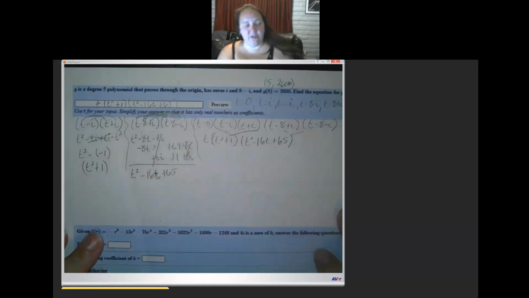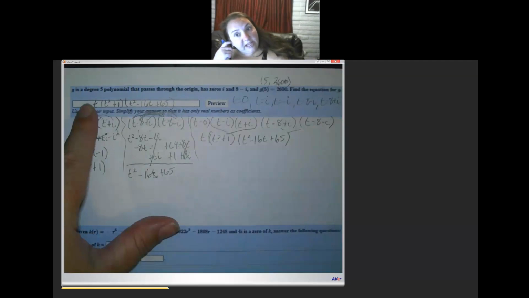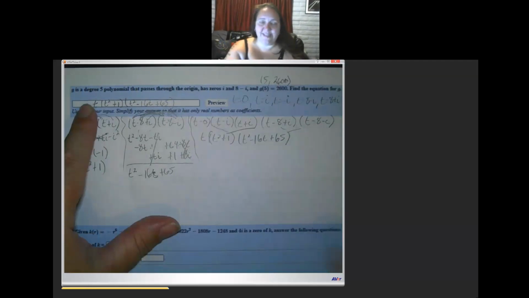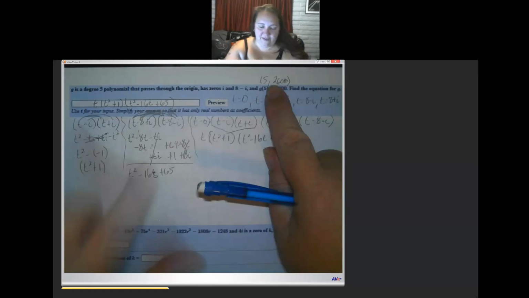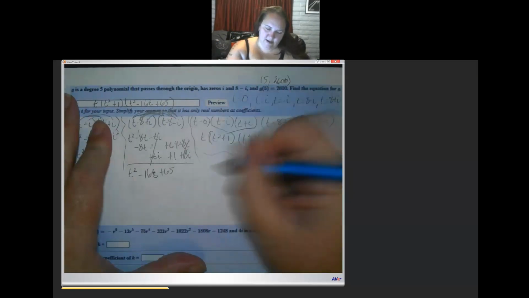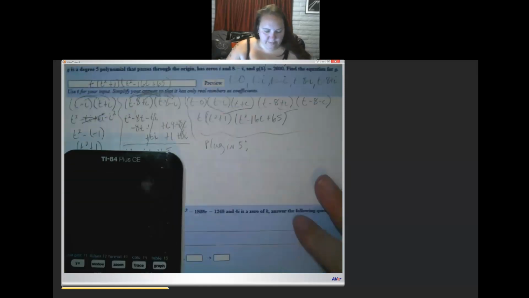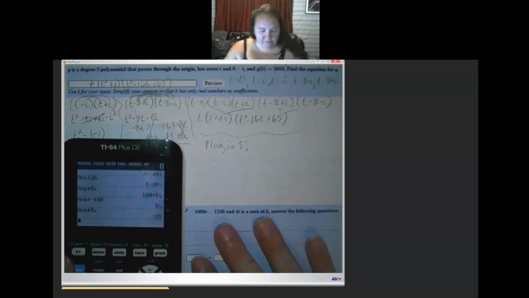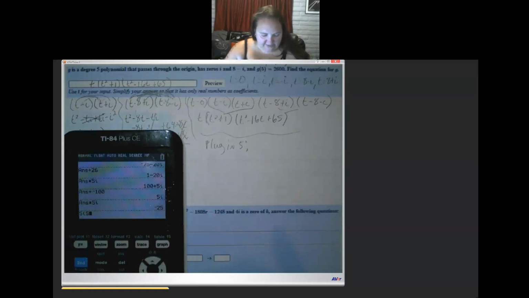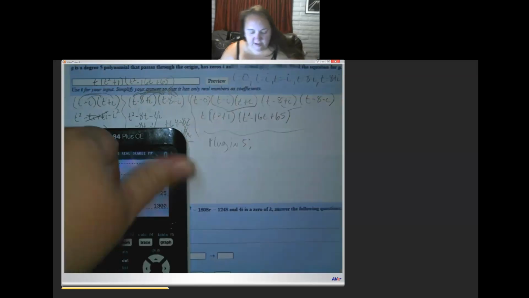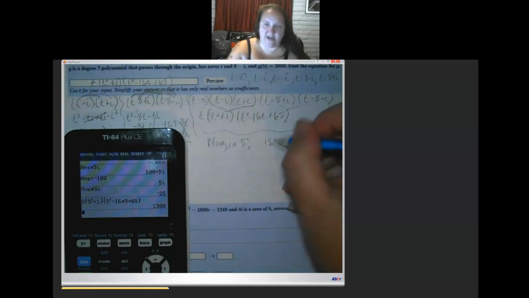Now, the only other thing we need to do is figure out, is there a leading coefficient? And I'm going to use this to do that. So what I'm going to do is plug a 5 in. And let's see what we get. So if I do 5 times 5 squared plus 1 times 5 squared minus 16 times 5 plus 65, what did I get? 1,300. So when I plug in 5, I got 1,300.